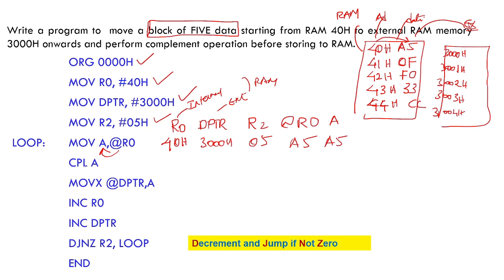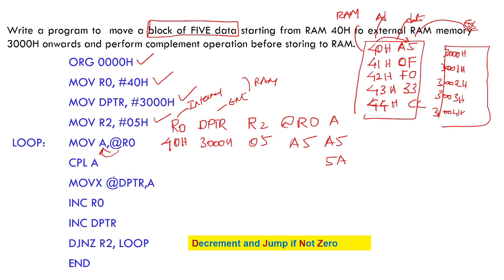Now I want to take a complement and save it in the accumulator, right? The current data is A5. If you take the complement, you will get 5A. Why are we doing so? The reason is, read the program. I have data in the internal RAM at 40, 41, 42, 43, 44. That is 5 data. These are the addresses, these are the data. I need to take the complement and transfer those data to external RAM. That's why I am doing a complement here.